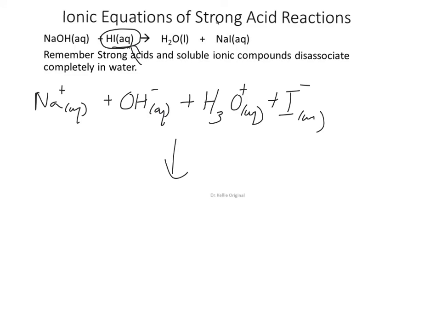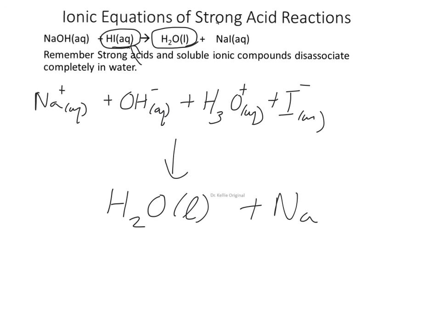We write our products. We have water. Is water an ionic compound? No, water is not an ionic compound. Water is a covalent compound. Not only that, but it's in the liquid form. So we don't break water up. Water stays together as a liquid. We have sodium iodide. So sodium iodide is going to break up, because it's an ionic compound and it's aqueous. So there's our ionic compound. Now, there's our ionic equation.